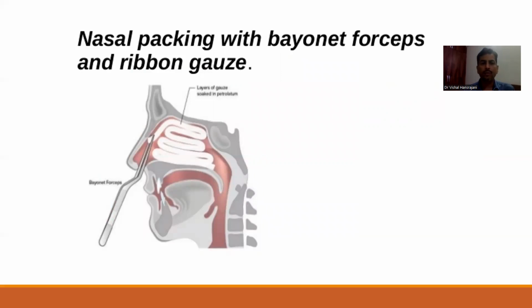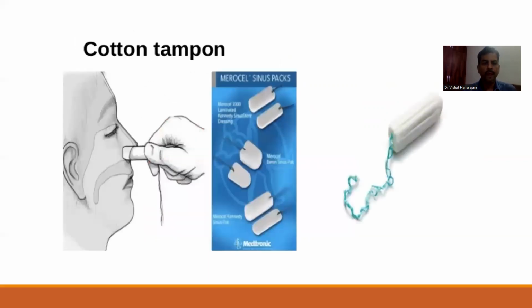The nasal packing with the bayonet forceps and a ribbon gauze is important. They are the specific forceps for nasal packing. We can't just do it with any common instruments. Nowadays, we have the tampons or the Merocel sinus packs, which are very easy. There are ready-made packs available.